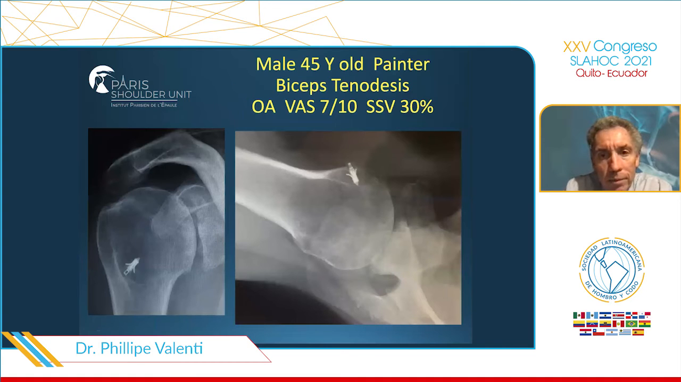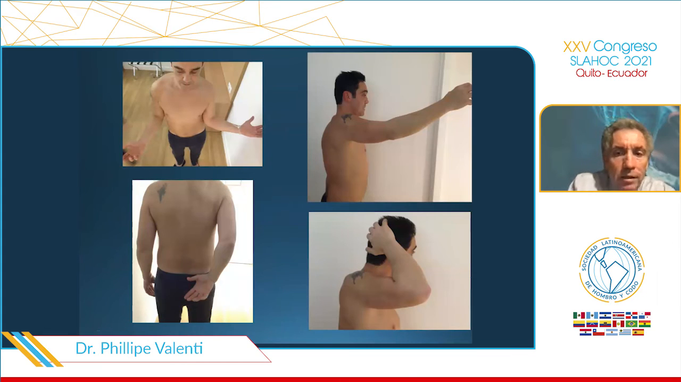This is an example of a male, 45 years old. He was a painter. He was very painful with a limited range of motion and a function of 30. So you see 90 degrees of elevation, a little external rotation, 20 degrees, medial rotation limited.